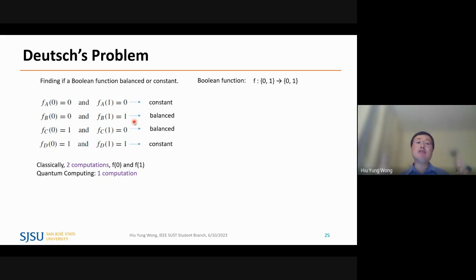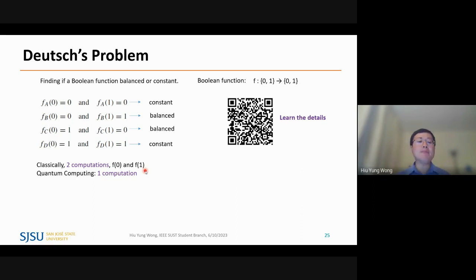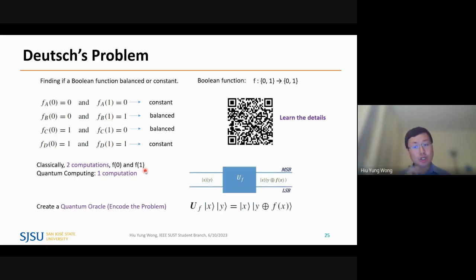But the point is, if you ask yourself, classically, how do I check? Here there is only 1 bit, right? So how do I check if it is constant or balanced? Well, I put in 0, calculate it, put in 1 and calculate it, right? And then I will know whether it's constant or balanced. So I need 2 computations, F0 and F1, if I don't know what the function is, right? But if I use quantum computing, I can do it in one shot, right?